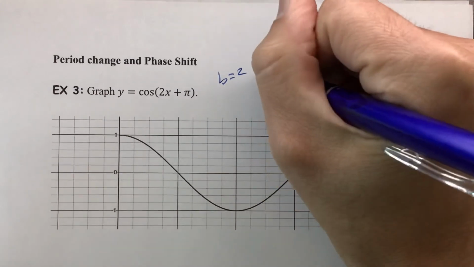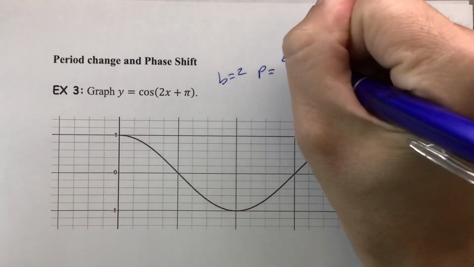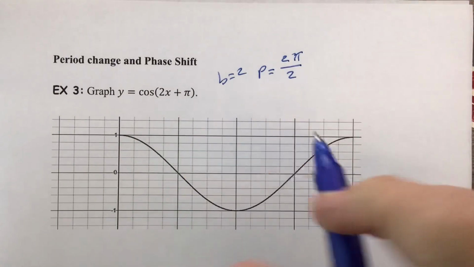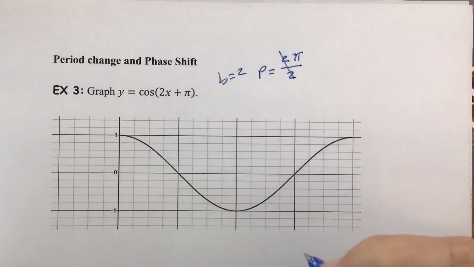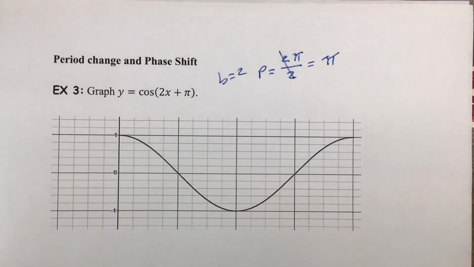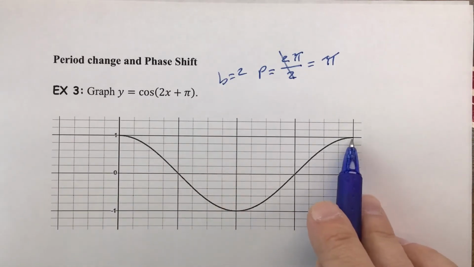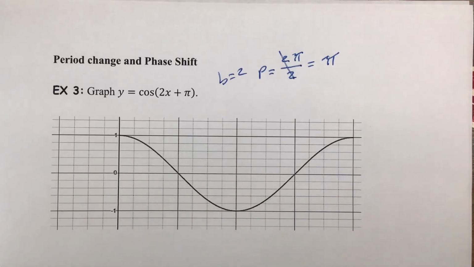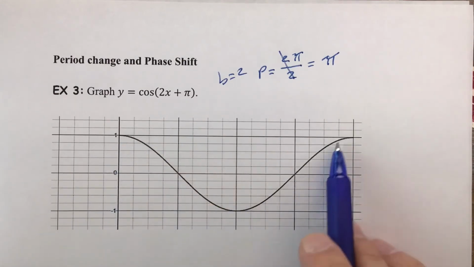So if we want to figure out our new period, we take 2 pi and we divide it by the b value, which is 2. That is going to just cancel out the 2's, and the period ends up being pi. That'll be our whole period here. In this case, it's actually compressed. Remember that the original period is 2 pi. So this is going to squish the graph.